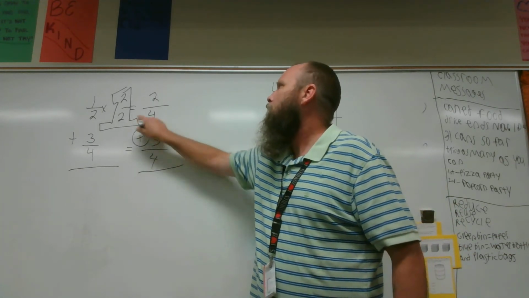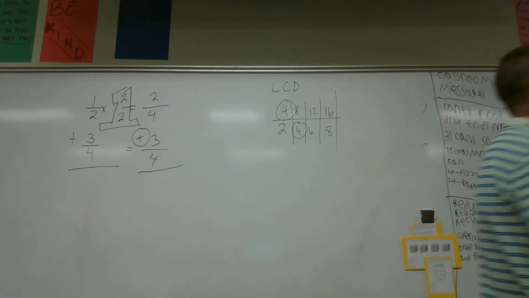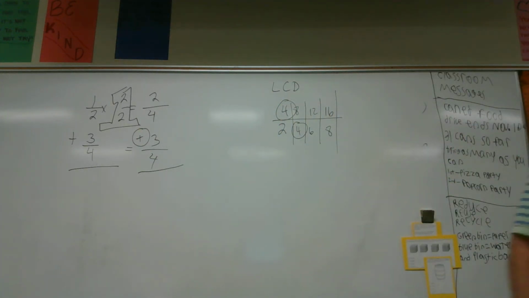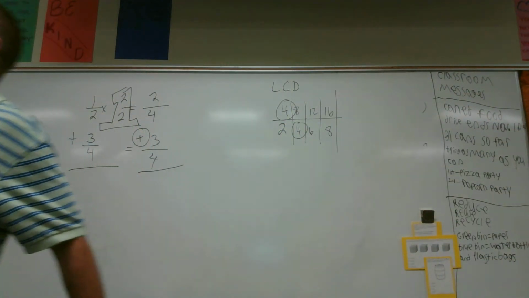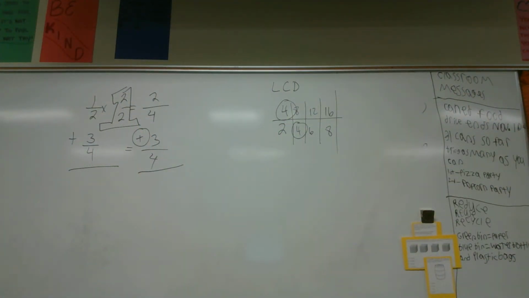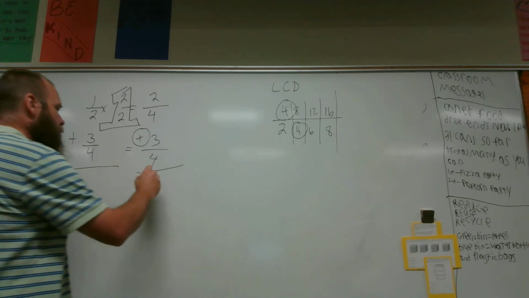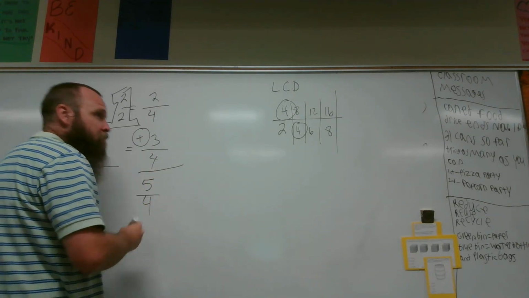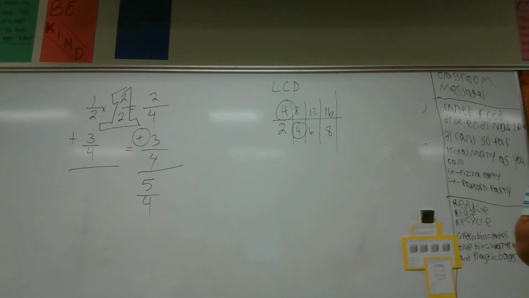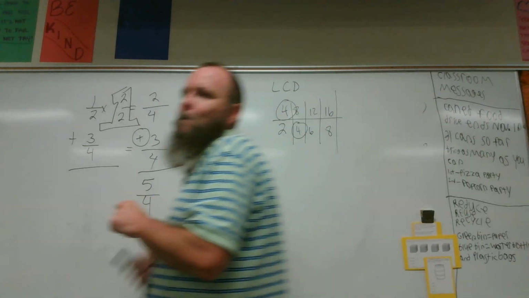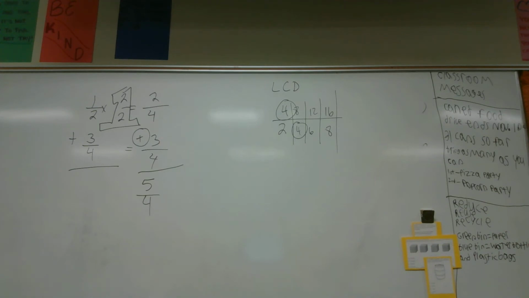We add 2/4 plus 3/4. What is that? Sophia, 2/4 plus 3/4. 5/4. And what kind of fraction is 5/4? Rainey? It is an improper fraction.